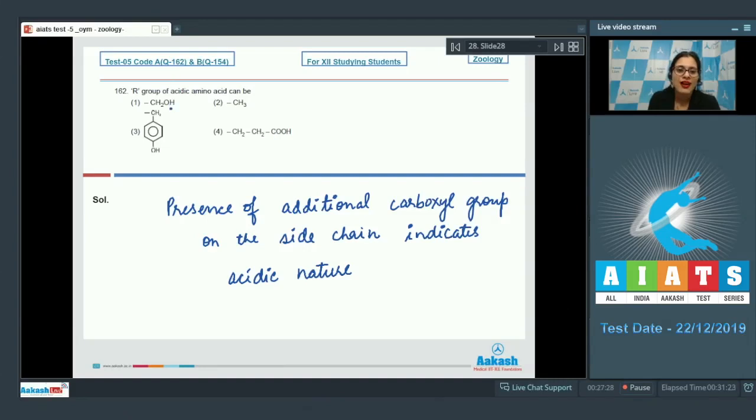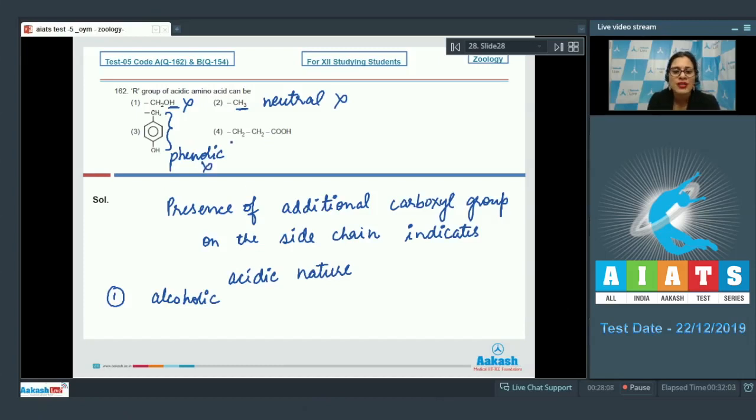In the very first option, R chain, that is CH2OH, is an alcoholic side chain. So this cannot be a correct answer. In the second option, R group represents CH3, which is a neutral side chain. So this cannot be a correct answer. In the third option, R group represents phenolic side chain. So this cannot be a correct option.